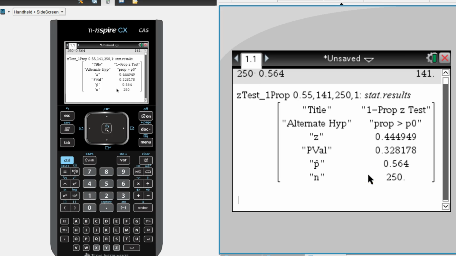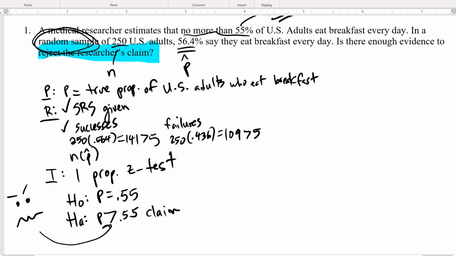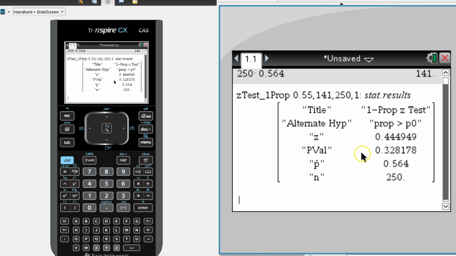So what do I need to write down? If you're not sure, write everything down. But what I need to write down is the test statistic and the p-value. So 0.445 and the p-value of 0.328.